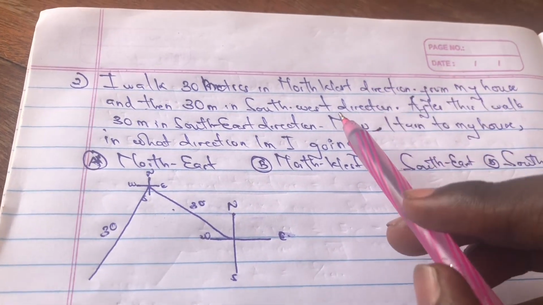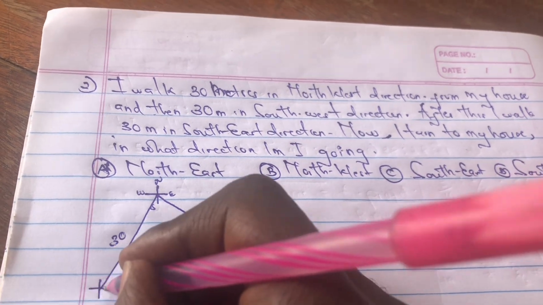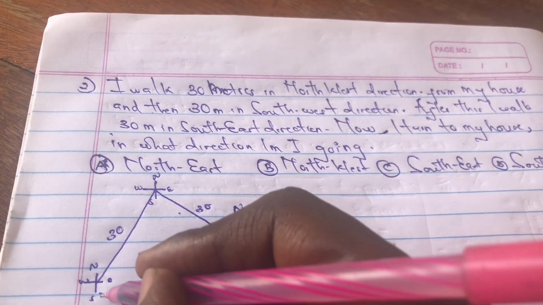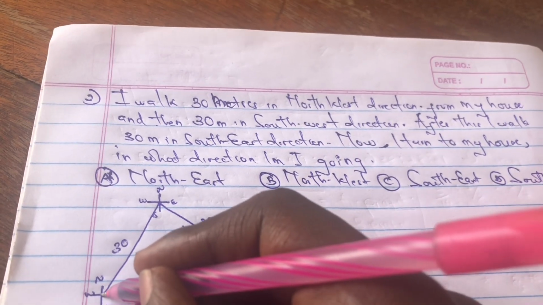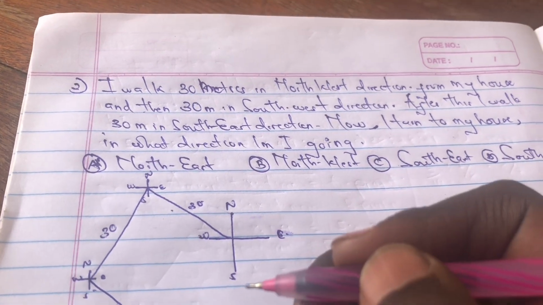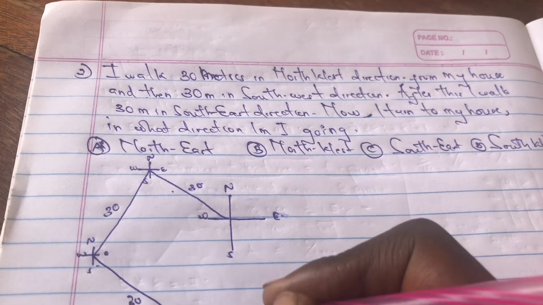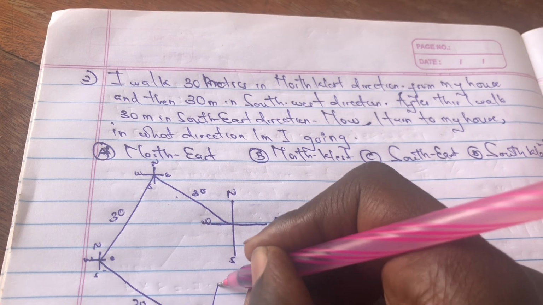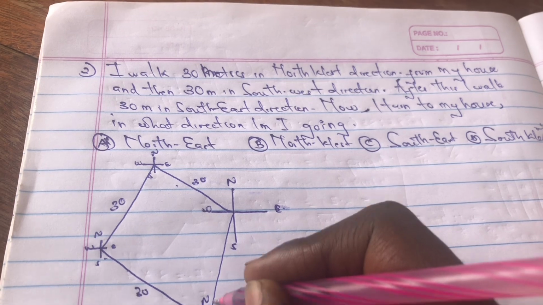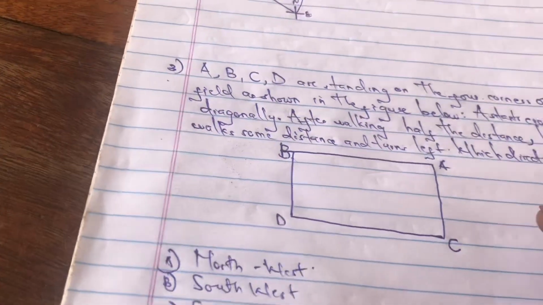Then after this, they are saying I walk 30 meters in the southeastern direction. So still, if you put your compass here, this is north, this is west, this is east, this is south. So he walks again 30 meters in the southeastern direction. Still again walks 30 meters. Now I turn to my house. What is the direction I'm going in? So if you look here, the house is in this direction. Are we together? This is the north, this is the east, so it is in the northeastern direction. The answer is A. And let's try out our last number.